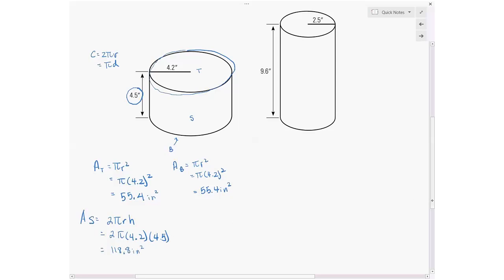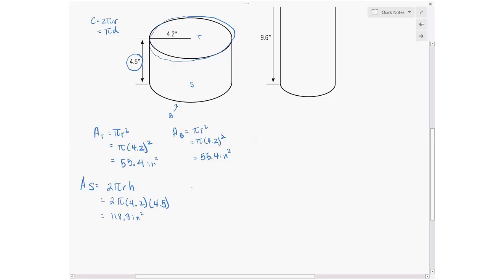And then we have to add those three things together. So the total would be 55.4 plus 55.4 plus 118.8. I'll just throw that into our calculator super quickly. And I get 229.6 square inches. So that is the surface area of the can. That's how much metal it would take to make that can.